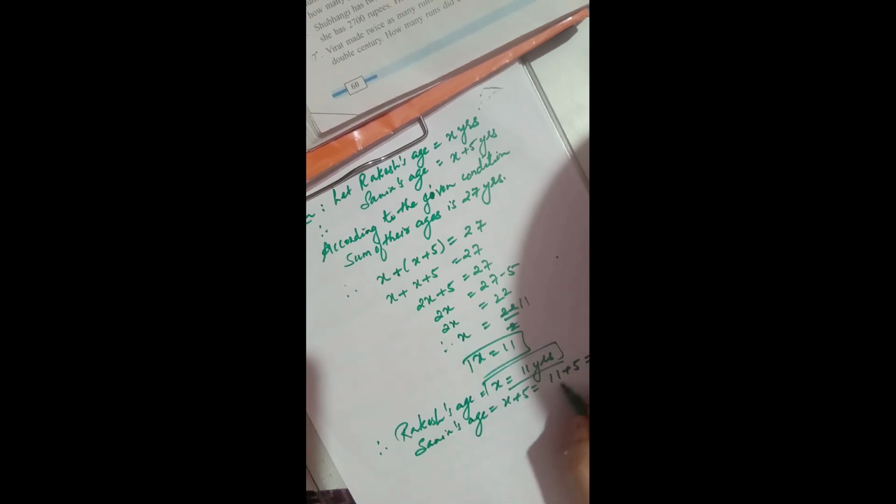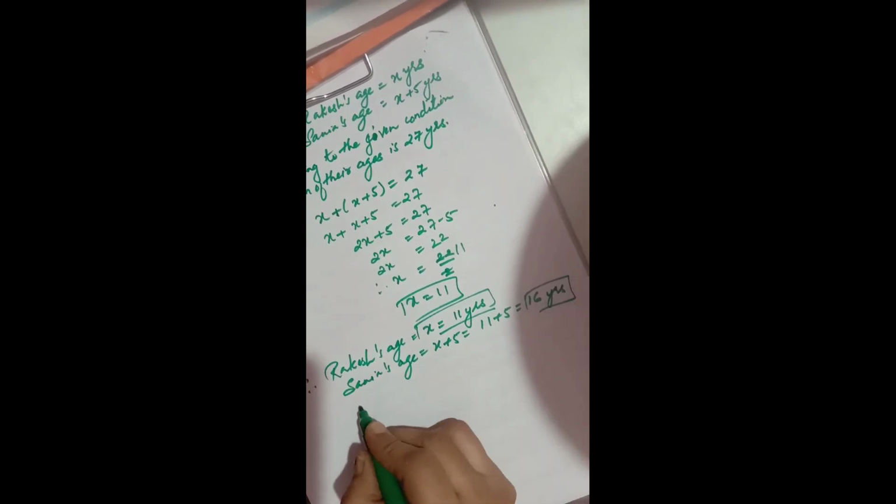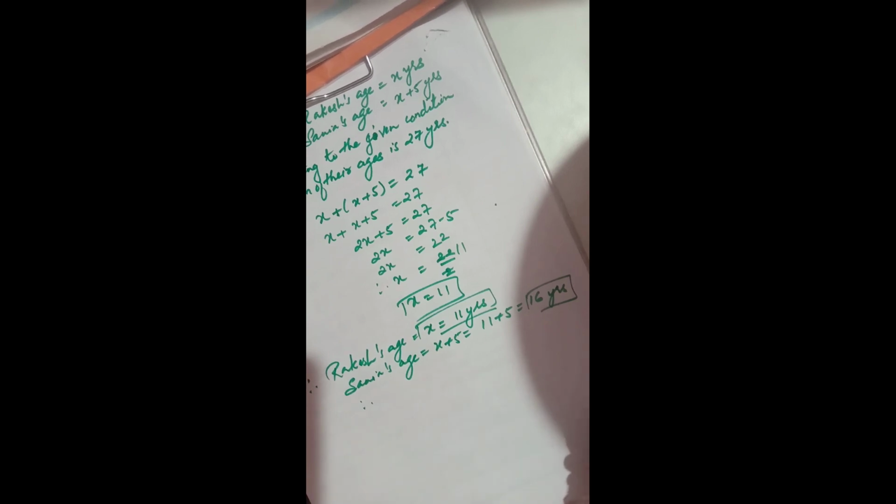11 plus 5, that is equal to, what is Sania's age? That will be equal to 11 plus 5, that is equal to 16. Okay, it will be 16 years.